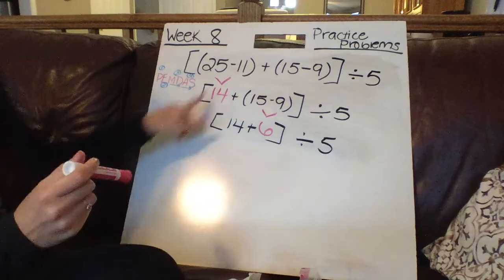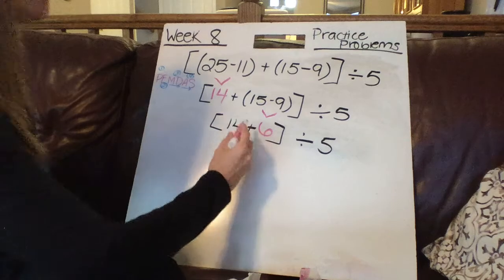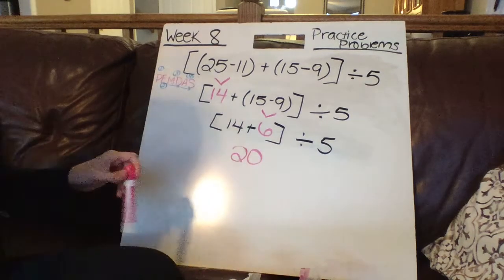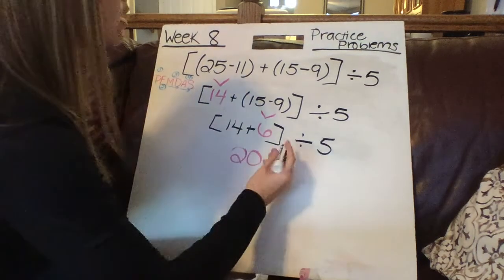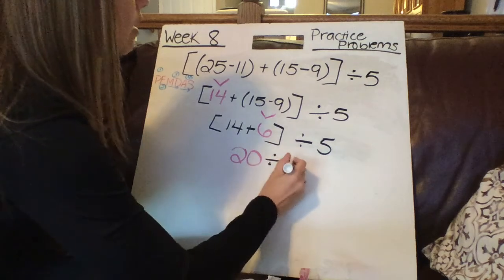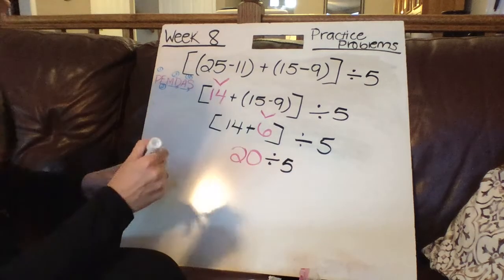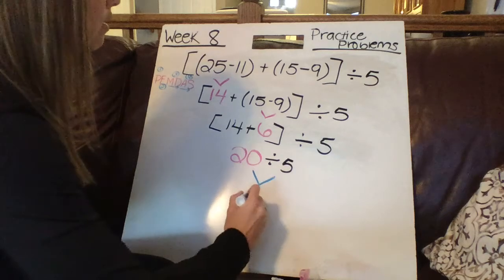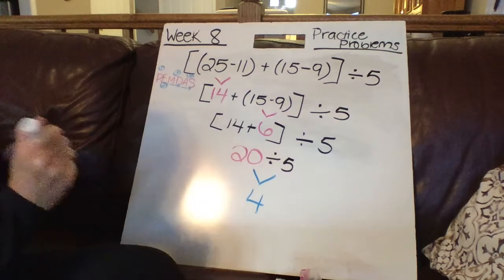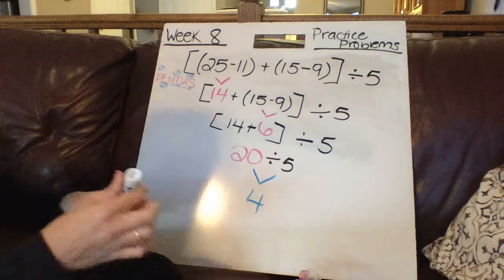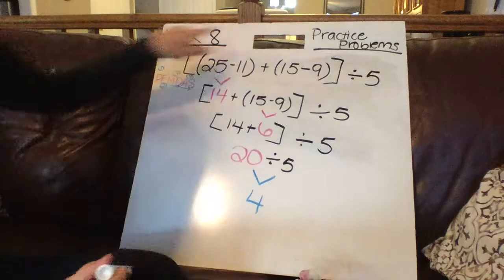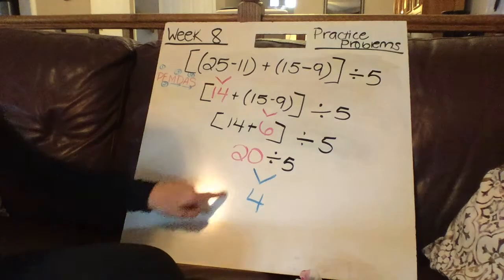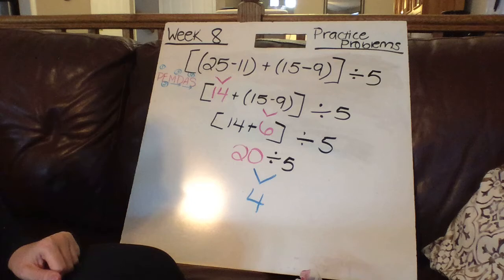Now I have to finish out what's inside those brackets. So I'm going to do 14 plus 6, which is 20. And then bring down the 20 divided by 5. And 20 divided by 5 is going to give us a final answer of 4. If you remember, I call this the pizza method because if you were to draw a triangle around it, it looks like a pizza. And we want just one pepperoni, which is our answer.